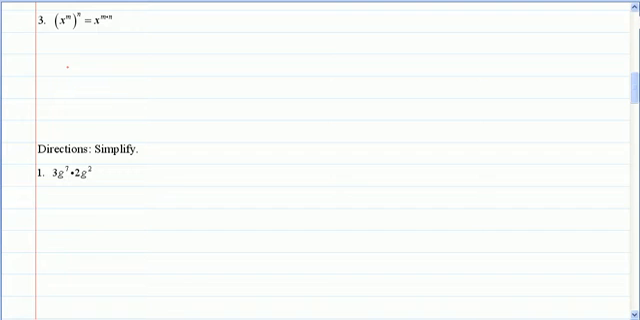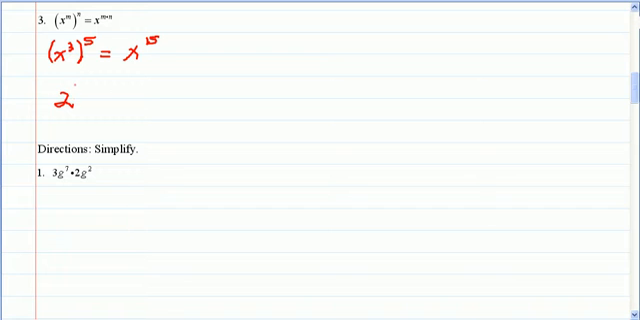And the third rule in this lesson is the power rule. When you have a base raised to an exponent and then raised to another exponent, the rule is to multiply the exponents together. So an example would be if you had x cubed to the fifth, this would equal x to the 15th.